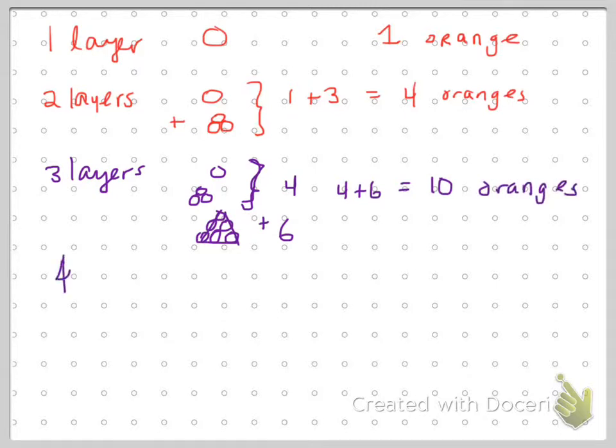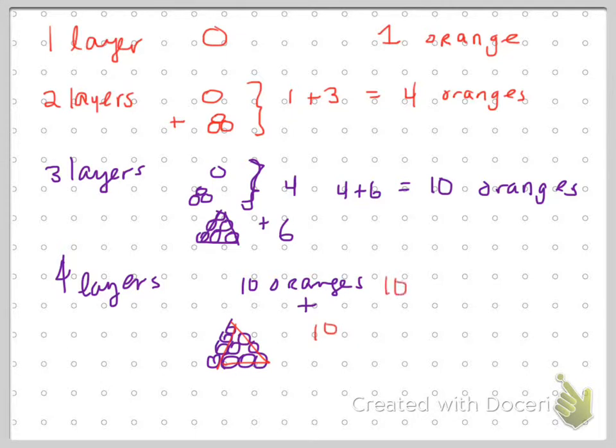And so when I go to 4 layers, I'll have all that I have up above plus another layer, which is, in other words, I will have the 10 oranges plus another layer that is going to be 1, 2, 3, 4, 1, 2, 3, 1, 2, and 1. And when I count those up, that's a total of 10 more. So it'll be 10 plus 10, which gives me a total of 20 oranges.